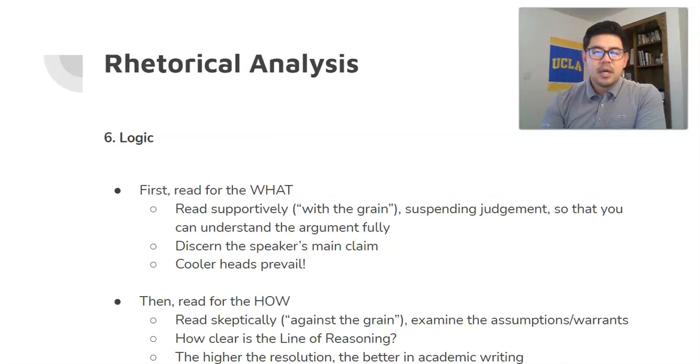And lastly, kind of looking at the logic of an author's argument, looking at the what, meaning what's the actual argument, and really try to understand from the author's perspective. And then the how, and this is where you look at what's the line of reasoning, but also what are some critiques you can make in the rhetorical choices that the author makes.